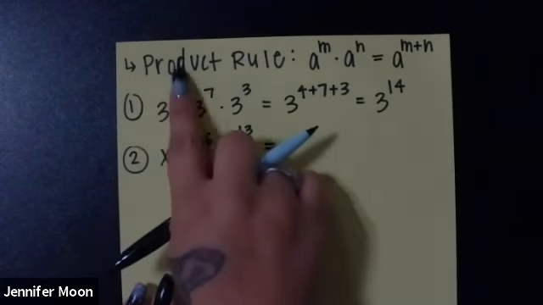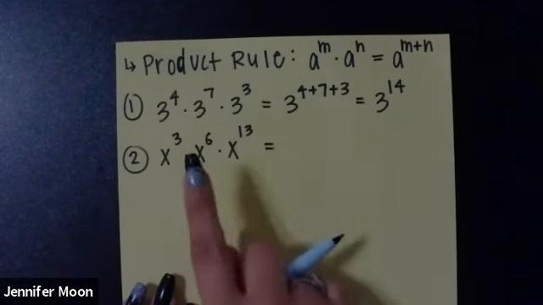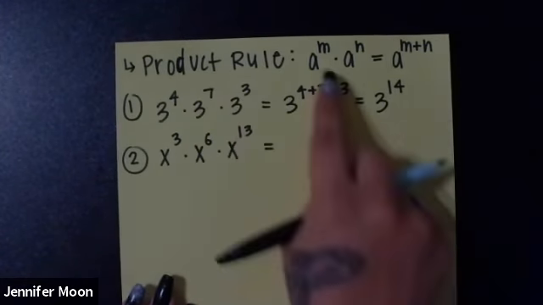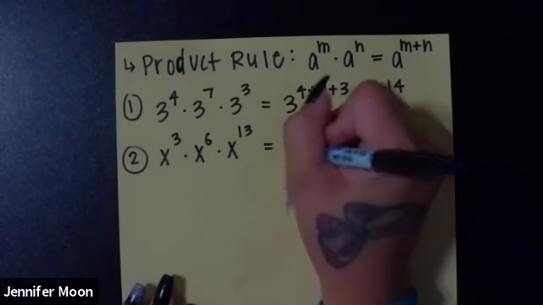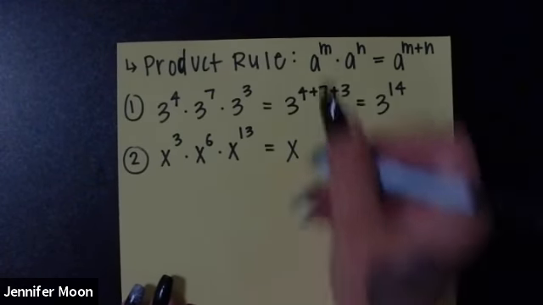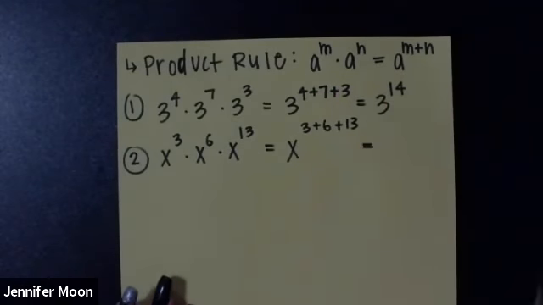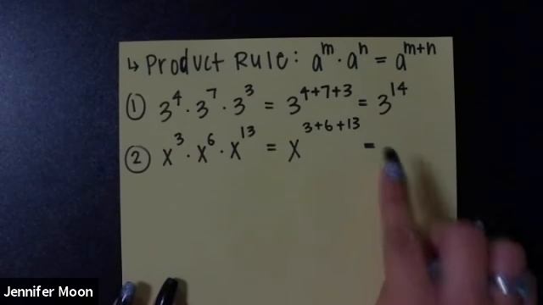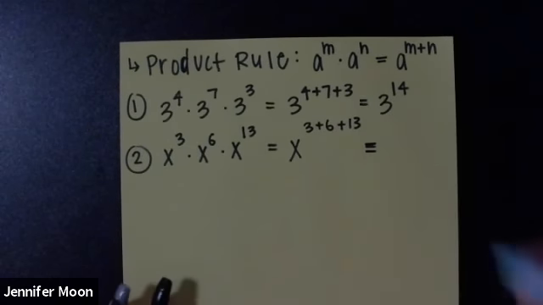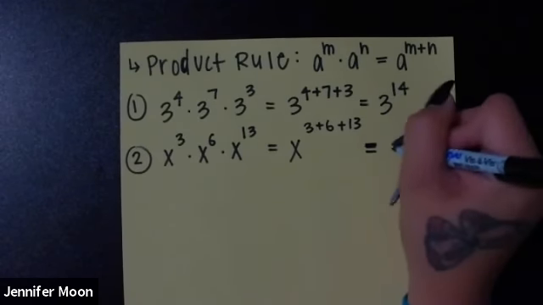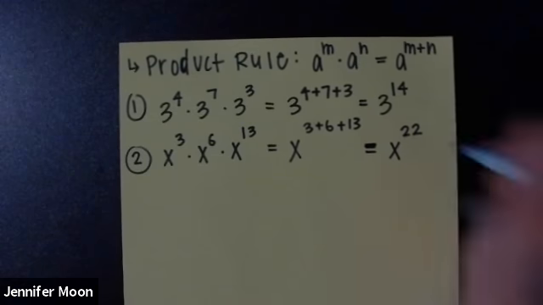So what I would do is the product rule, because the answer to a multiplication problem is the product. And so what I'm going to do is apply it. The rule said keep the base, and we're going to add the powers. That's an equal sign, y'all. It's just kind of not right. Okay, 3 plus 6 is 9. 9 plus 13 is 22. So my answer is x to the 22nd power.